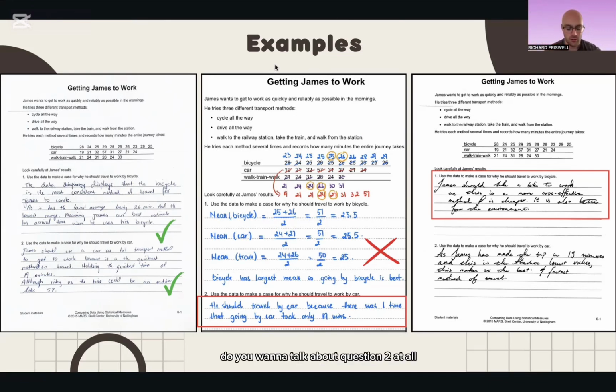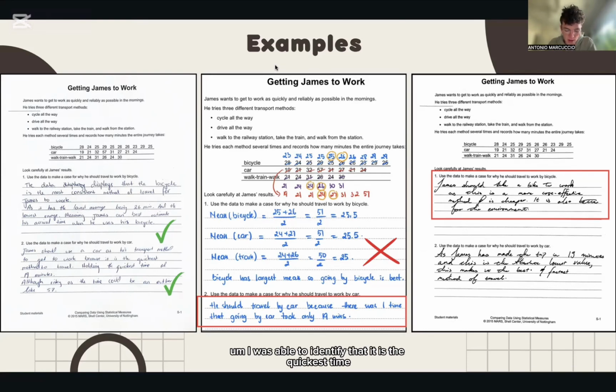Do you want to talk about question two at all? So, question two, James using the car as his method of transport. I was able to identify that it has the quickest travel time, the lowest number being 19 minutes, although it does have the biggest range, with there being an outlier of 57 minutes. So, concluding from this, although it's the quickest, it's a bit risky. If he's in a rush, he needs to get to work quickly, jump in the car, but has to roll the dice with being 3 times the travel time.